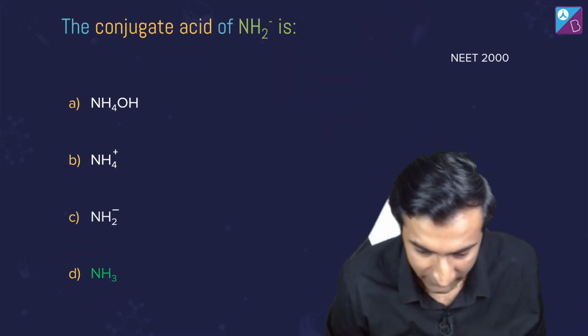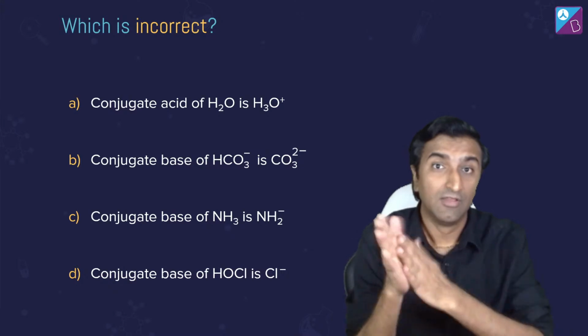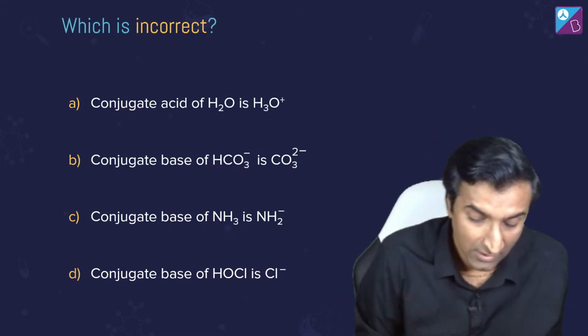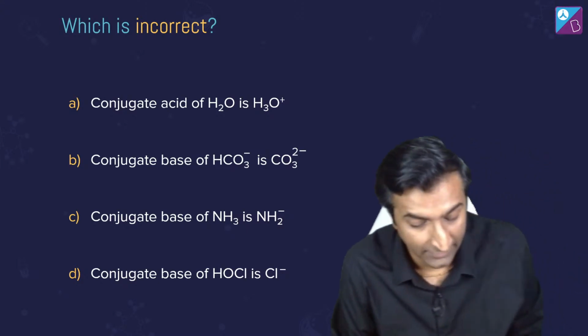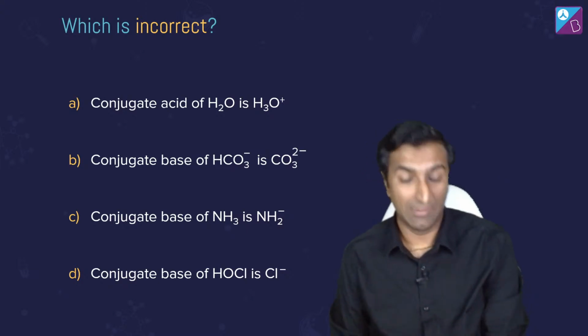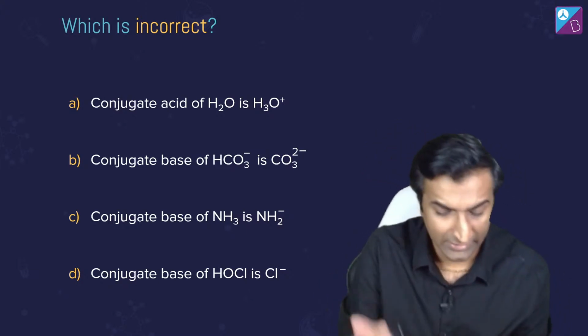राइट? ऑल राइट, ऑसम. एक और कर लेते हैं. Which is incorrect. It will test everything we've learned so far. Conjugate acid of water is H3O plus. Conjugate base of HCO3 minus is CO3 2 minus. Conjugate base of NH3 is NH2 minus. Conjugate base of HOCl is OCl minus. ये 4 ऑप्शंस हैं. एक एक करके मैं लिख देता हूँ.